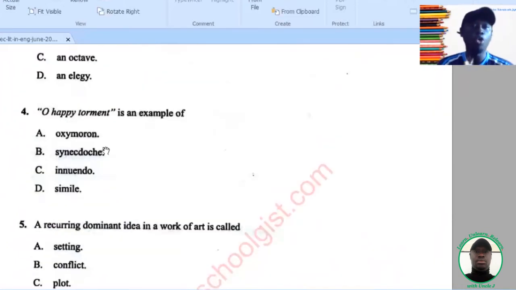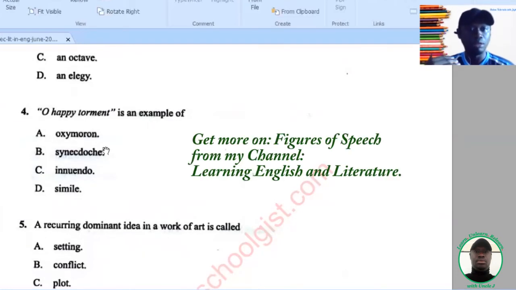Question 4. O Happy Torment is an example of A. Oxymoron, B. Synecdoche, C. Innuendo, D. Simile. The correct answer here is oxymoron because 2 opposite words are placed side by side, happy and torment.